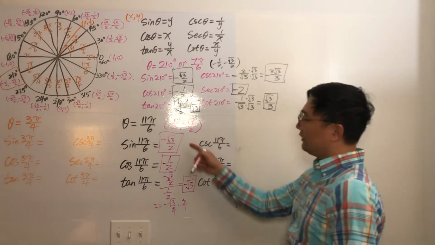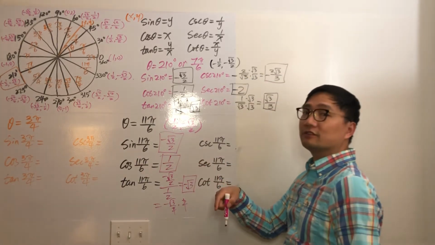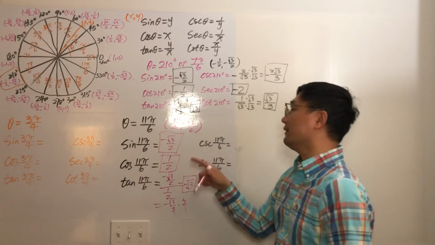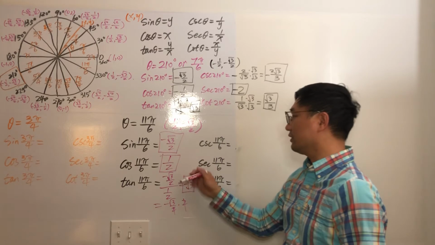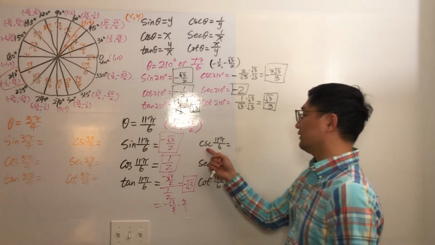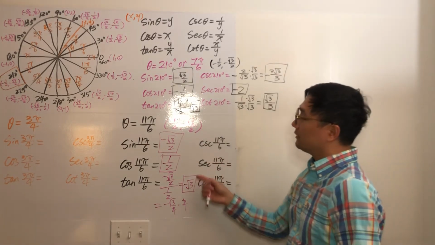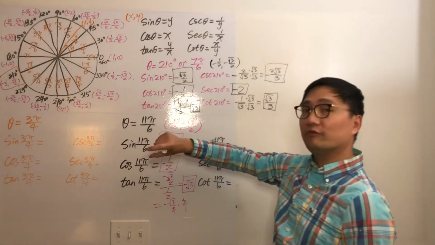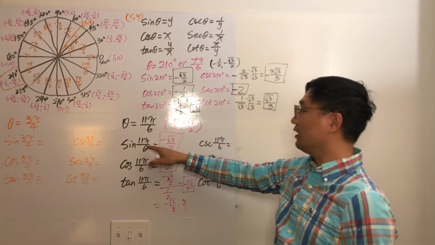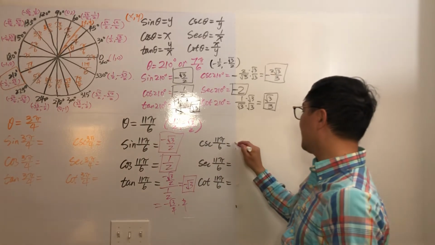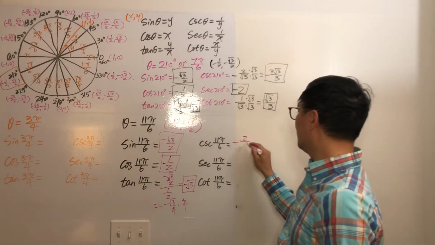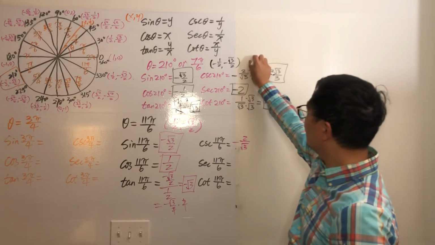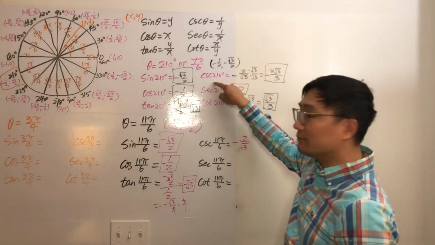So now after you get these three, I suggest every time you just find sine, cosine, tangent first, and then based on these three values, you can find the other three: cosecant, secant, and cotangent. Cosecant is 1 over y, that means flip the value of sine. So that means it is negative 2 over radical 3, right? Exactly the same as this example.